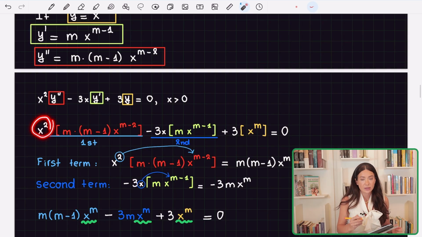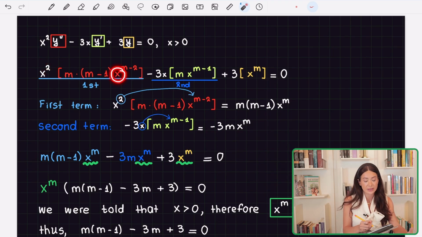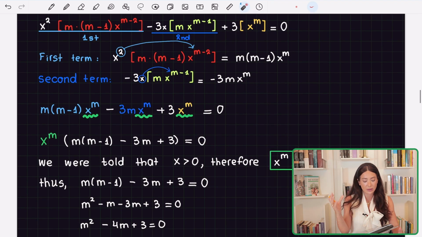And I don't forget to multiply the second derivative by x squared, then negative 3x times the first derivative, plus 3 times the original function itself. And here I recognize that there's x raised to the second power and x raised to m minus 2. I add these and I get rid of the 2. So I have x raised to m. Here I have x to the first power. That cancels here because you add the exponents when they have the same base x.